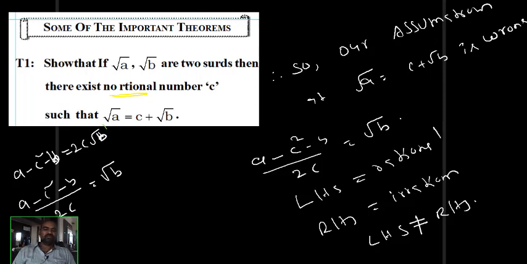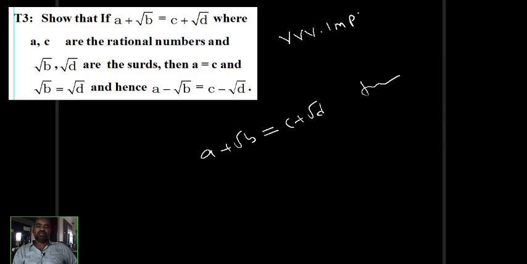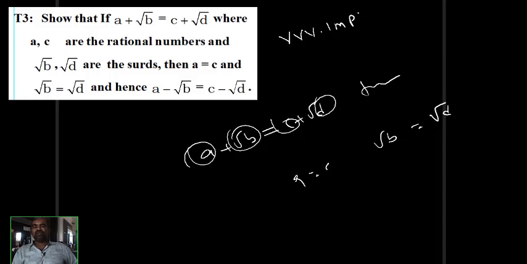Okay, I hope you people understood. Next theorem, very important. I want to read it out first of all. If a plus root b surd equal to c plus root d, then automatically a should be equal to c and root b equal to root d. What this theorem is saying is that if a surd a plus root b equals a surd c plus root d, directly you can say that a equal to c and root b equal to root d, comparing rational and irrational parts on either side. That is theorem number 1.